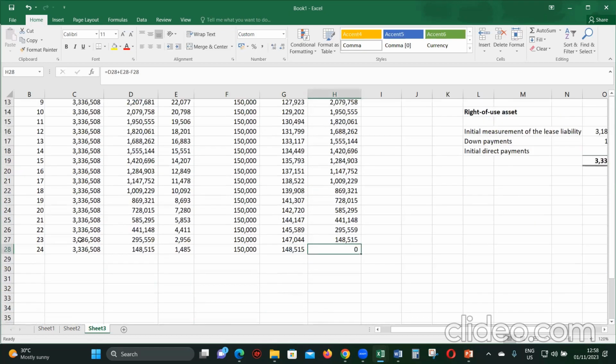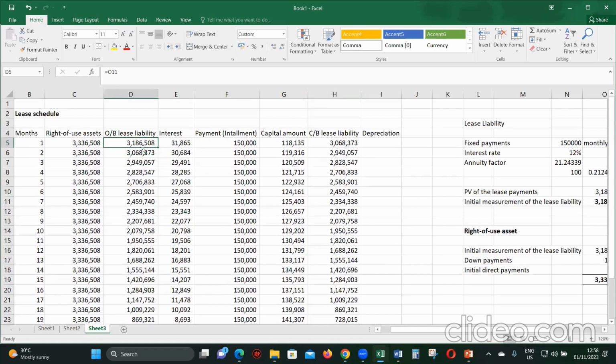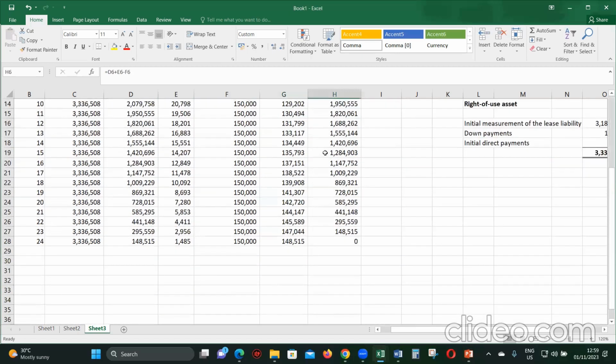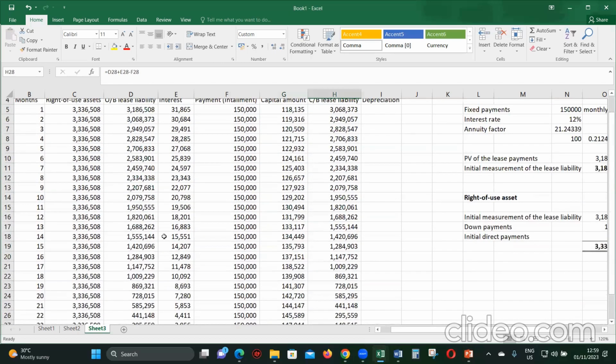Your right of use asset is the same. Your opening balance, you computed this. Out of that, you computed your lease interest. Remember, I divided it by 12. My payment is 150,000 monthly. Capital payment, you can get that. And then the closing balance. Your closing balance becomes the opening balance of the next month. And then again interest, payment, capital, and then closing balance. Likewise, it goes till 0. This is how you basically take the monthly lease schedule.